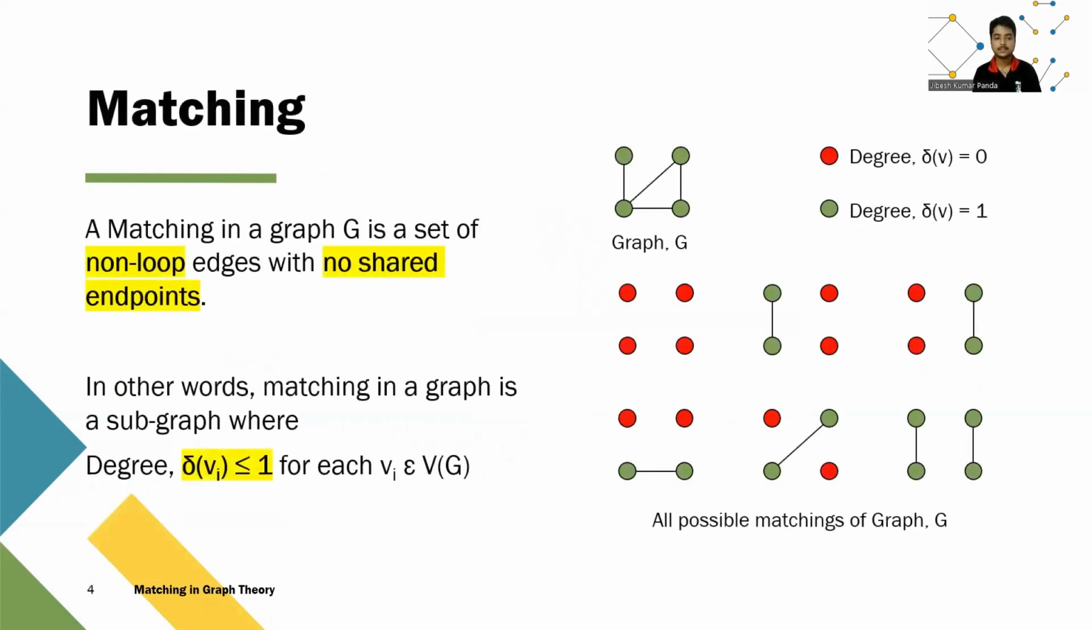So the definition of matching says that a matching in the graph G is a set of non-loop edges with no shared endpoints. Means no two edges will have a common vertex. In other words, a matching in a graph is a subgraph where the degree is at most 1 for all the vertices. Means the degree can be 0 or 1, not more than that. So here we have the graph G and there are 6 possible matchings of graph G. Here the red vertices represent the vertices which are not connected to any of the edges in the matching. And the green vertices similarly represent the vertices which are connected with edges.